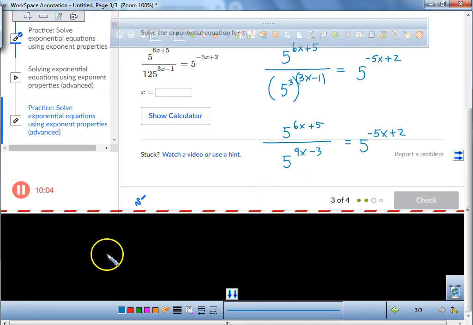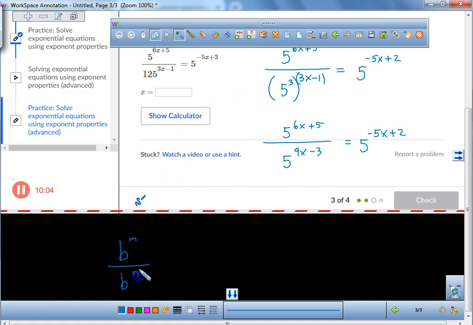Now, you guys remember we talked about the quotient property? The quotient property states that if you have the same base and you're dividing exponents, you're allowed to simply subtract. So what are we going to do with these exponents right here? What am I going to do with this guy and this guy? I'm going to subtract them.